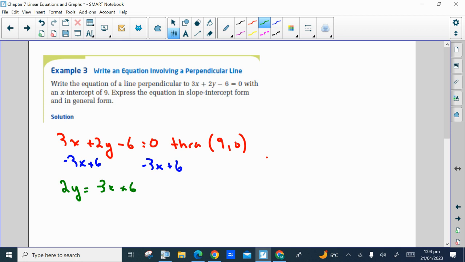Now do we know the slope, Liam? Do we have positive y by itself completely? No, because there's a 2 in front. How do you get rid of the 2? That's right. Now we have to divide everything by 2.